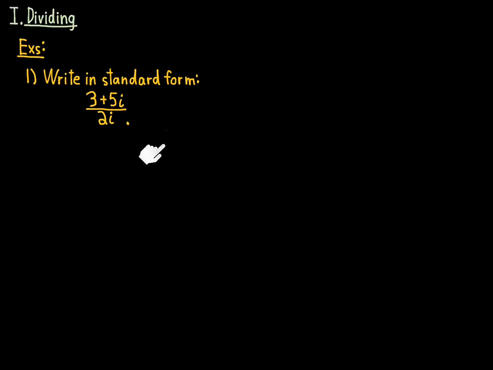Why negative i? Because negative i times i is 1. i times i is negative 1, so negative i times i is 1. Right, so that's the easiest way to do these. Okay, so that's an important thing to remember. Negative i times i is 1. So I'm just going to multiply the top and bottom here by negative i.